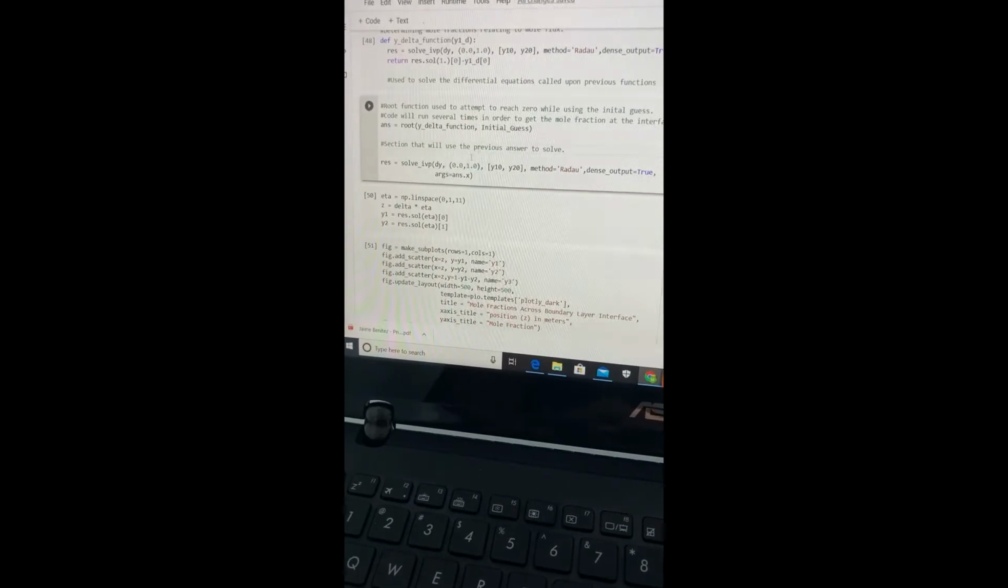So next in the code, we're going to be using the root function, and that's going to be attempting to reach 0 while using the initial guess in the beginning, which in this case would be 0.01, and that's just here to kick things off.